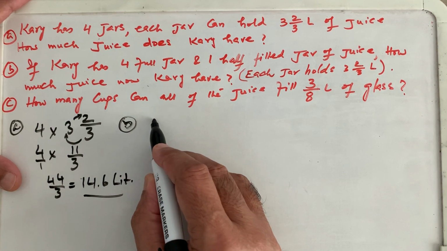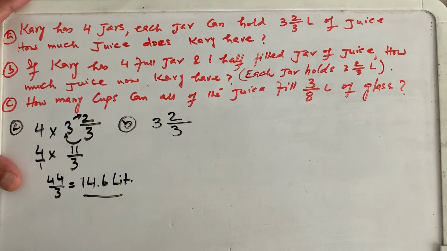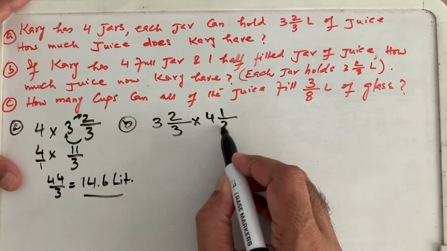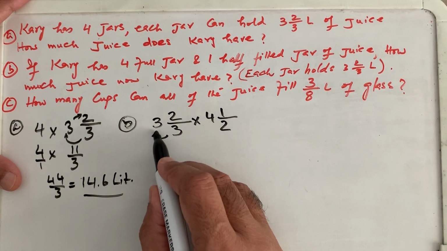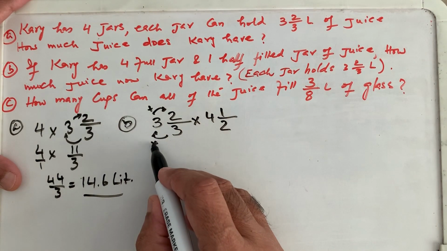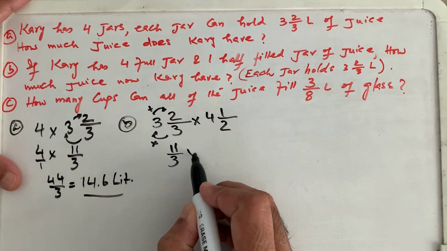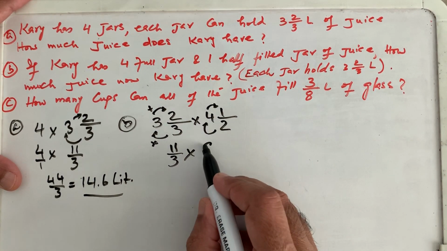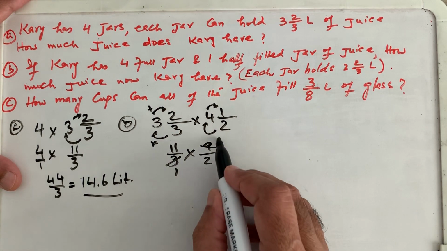So what can each jar hold? 3 whole and 2 by 3 liters. So how many jars does she have? Now this time she has 4.5 jars. Right? Now you have to multiply and make it an improper fraction. So we learned this already. 3 3s are 9 plus 2, 11 over 3 times 2 4s are 8 plus 1, so 9 over 2. And then you cut 3 1s are 3, 3 3s are 9.